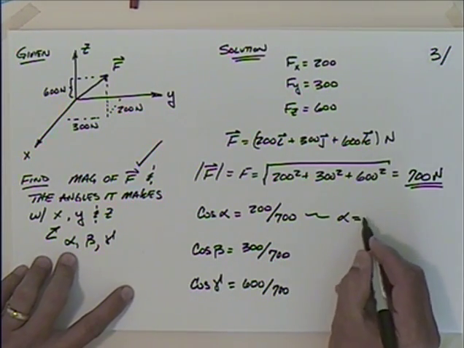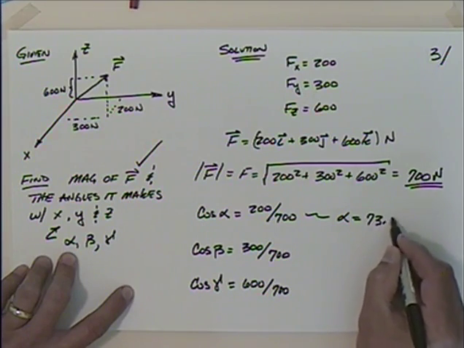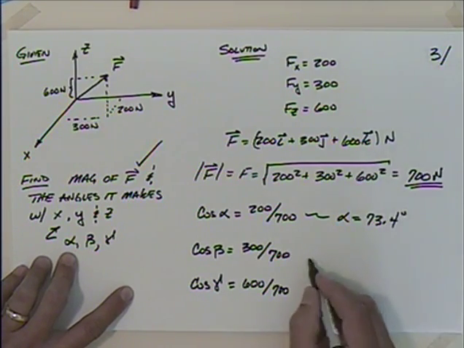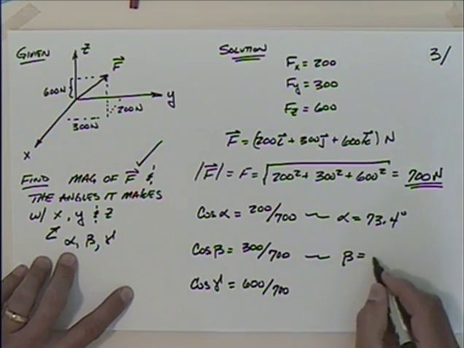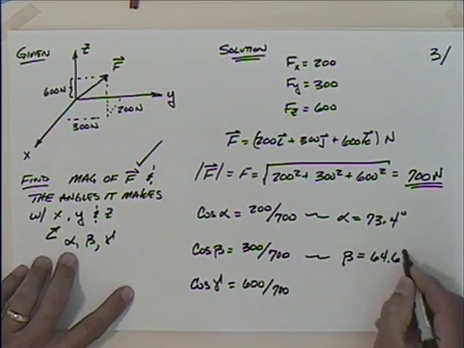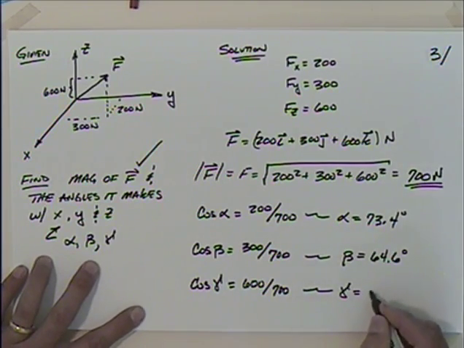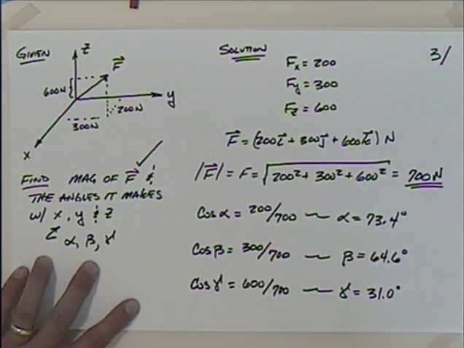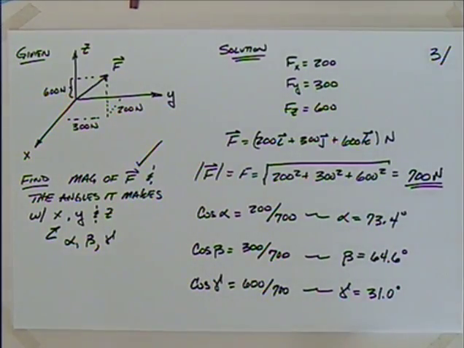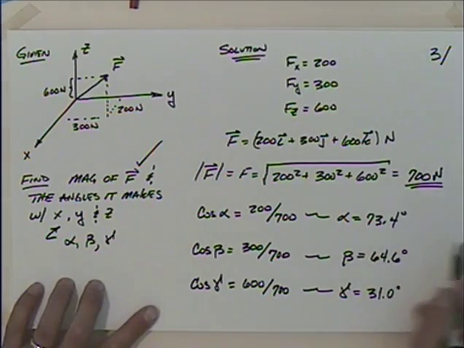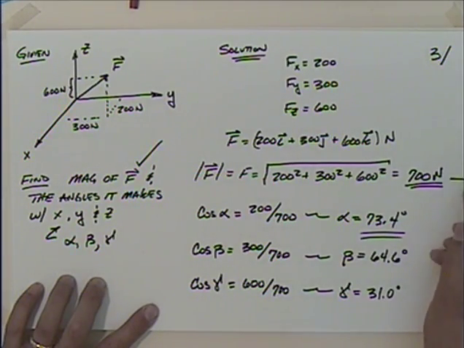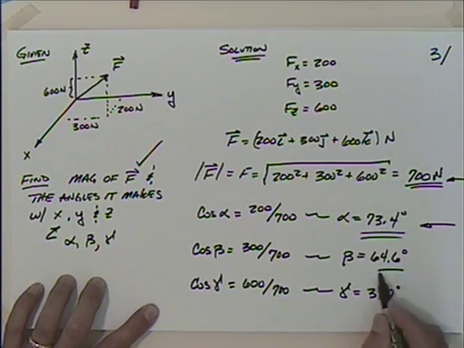We get alpha is equal to 73.4 to 3 significant figures. We get that beta is equal to 64.6 to 3 significant figures. And finally, gamma is equal to 31.0 degrees. So that would be our alpha, our beta, and our gamma. What does that mean then? Well, these are final answers. Draw some arrows. Be proud of these final answers.